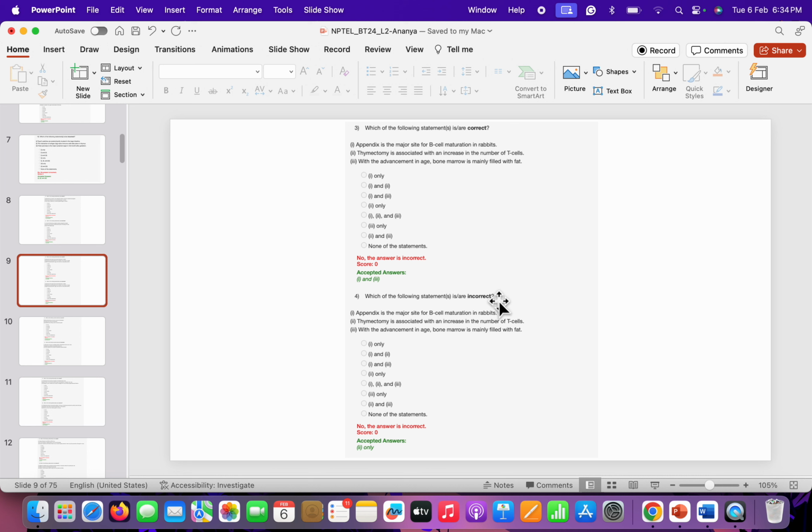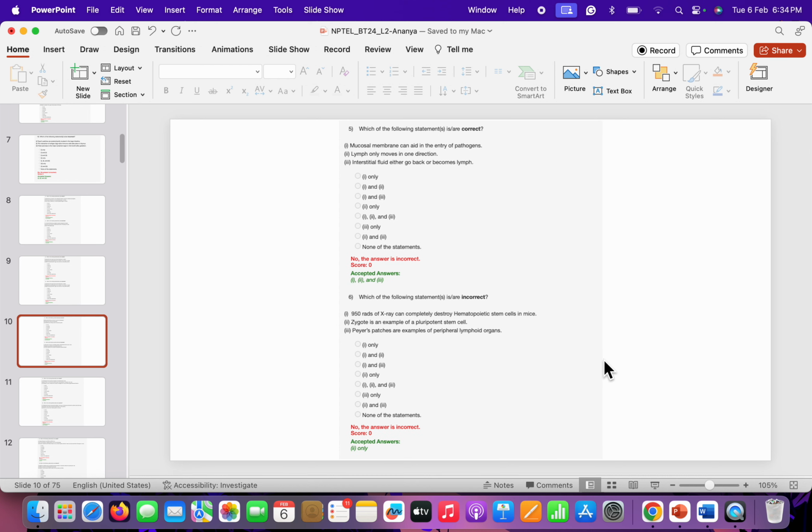Which one of the following statements are incorrect? Appendix is the major site for B cell maturation in rabbits. Thymectomy is associated with an increase in the number of T cells, which is incorrect. This is basically the same question repeated, with the options the same but asking correct and incorrect. So the incorrect one is thymectomy is associated with an increase in the number of T cells.